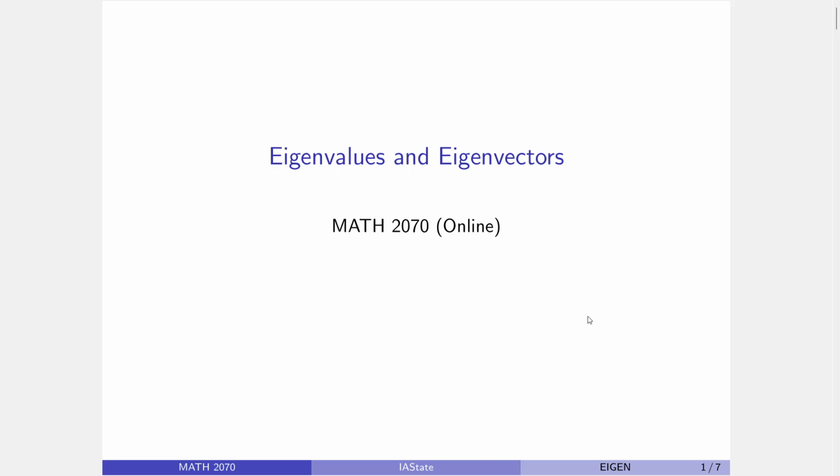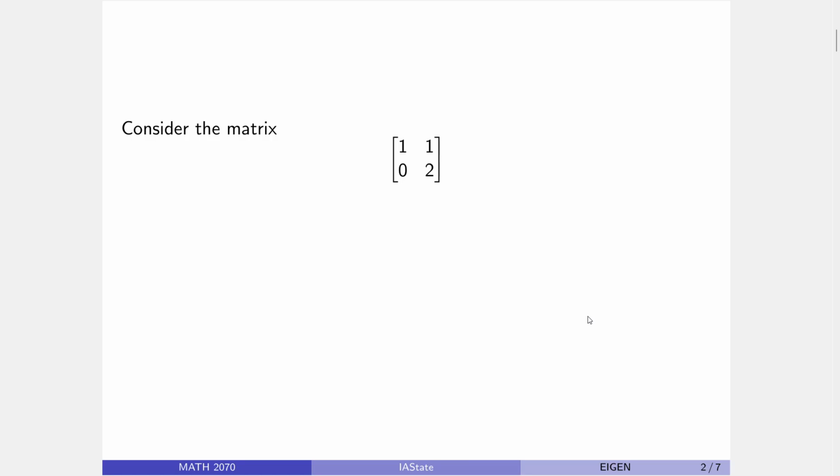Another 2070 video. The online section of linear algebra and matrices here at Iowa State. And today we're going to talk about one of the cornerstones, fundamental, foundational ideas: eigenvalues and eigenvectors. All right, so let's motivate it with a pretty basic matrix.